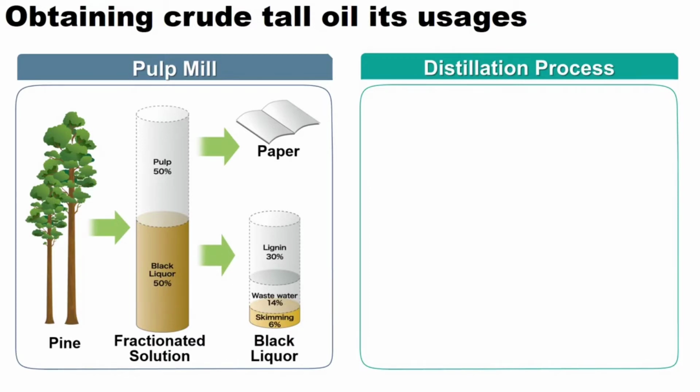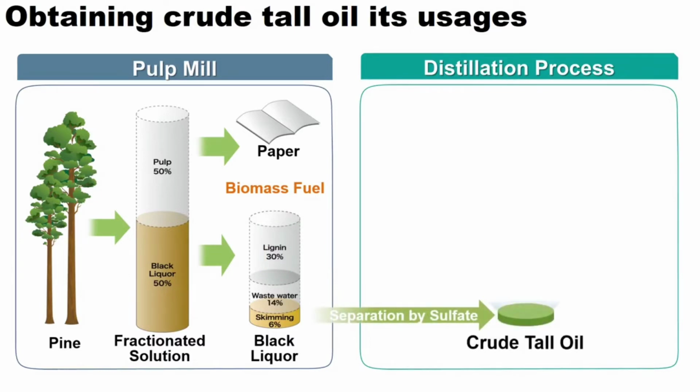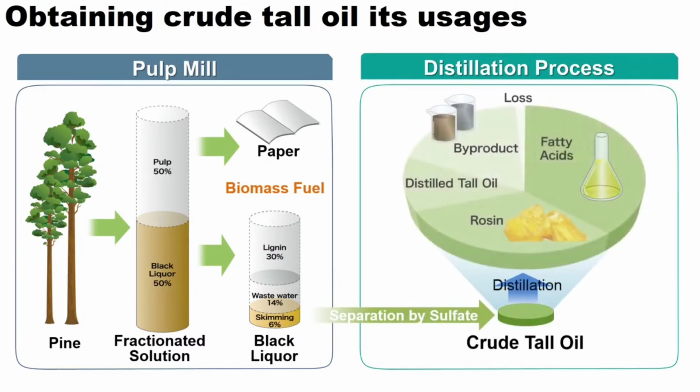Black liquor contains rosin acid and fatty acids. After separating fuel substances such as lignin, crude tall oil is obtained by acidification of the residual black liquor. Crude tall oil accounts for only a fraction of a pine tree's total volume, and as such, we strive to make the best use of this valuable resource.